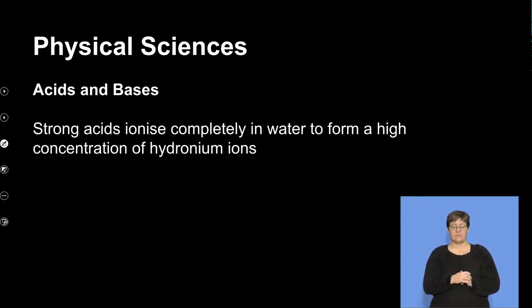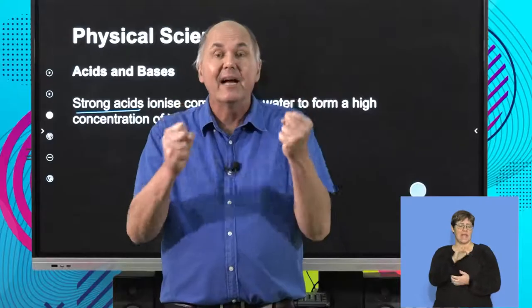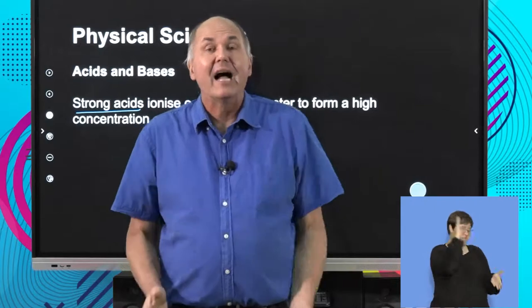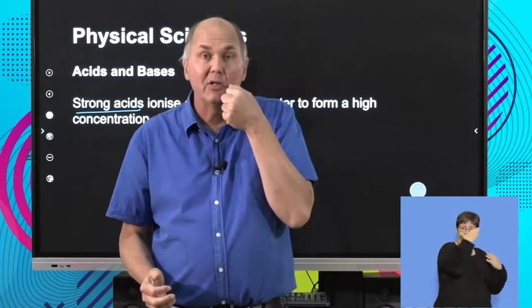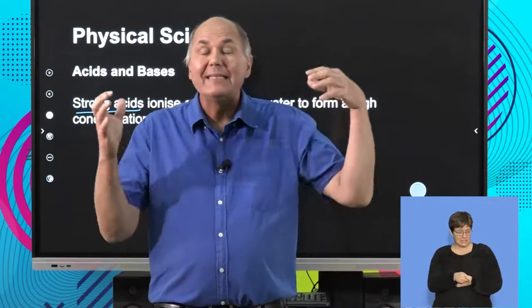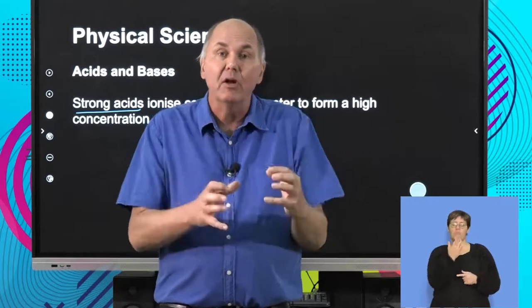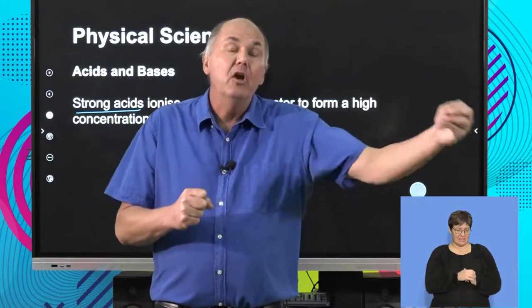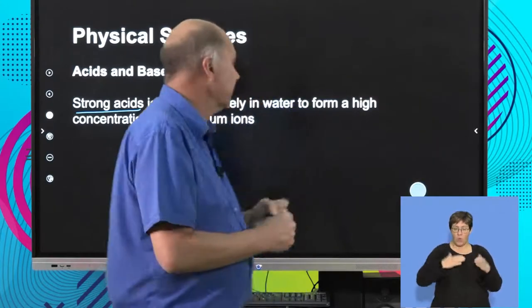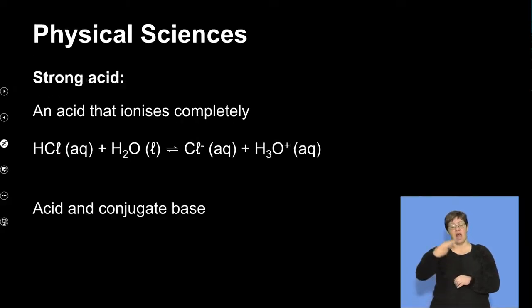Here's the thing that we do need to get into. What's the difference between a strong acid and a weak acid? Well, a strong acid ionizes completely. It has a high concentration of hydrogen ions. And a weak acid will be one that doesn't ionize completely. It will rather prefer to stay as molecules, and only a low concentration of hydrogen ions. So the pH will generally be a bit lower.